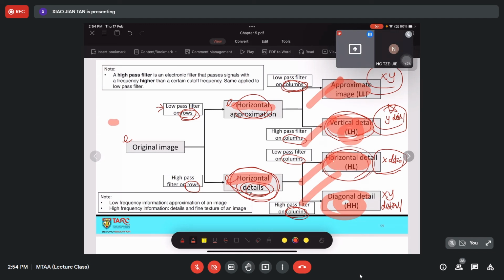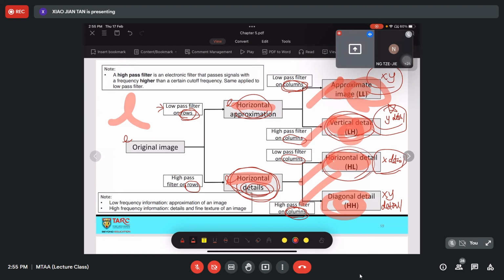Okay, so basically I don't suggest you all memorize this one. You have to know the theory behind, because the question may not be what is LL or something like that, because all these are application based. So please do not memorize things from lecture notes.